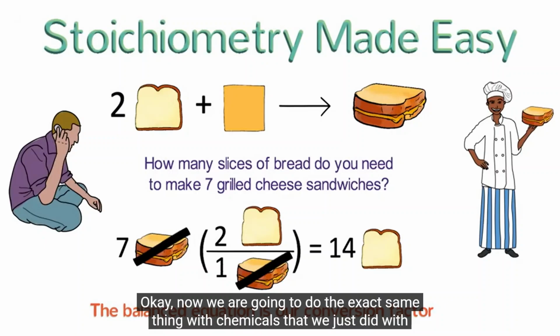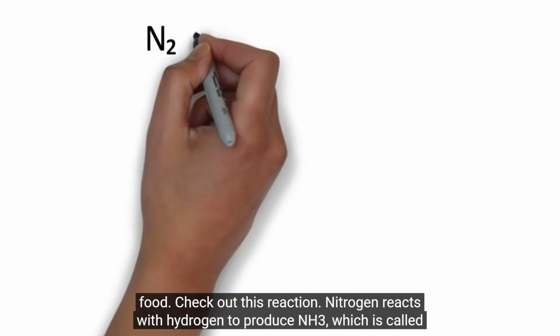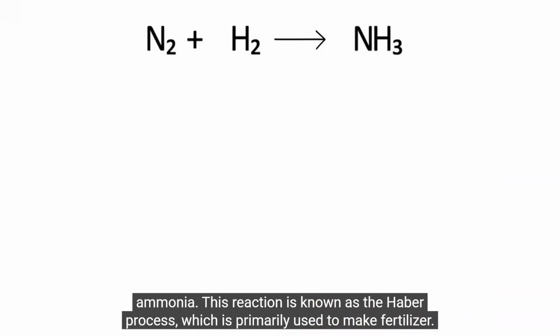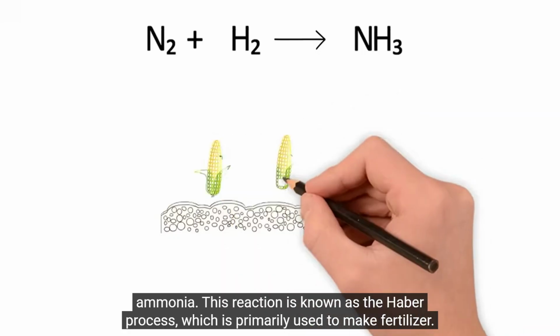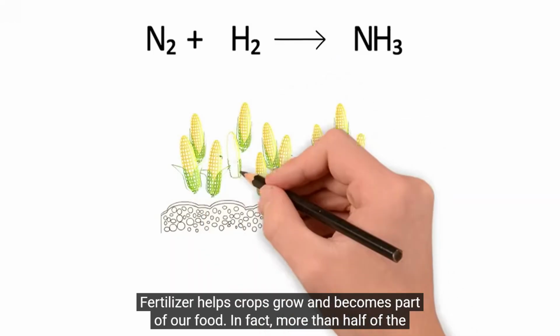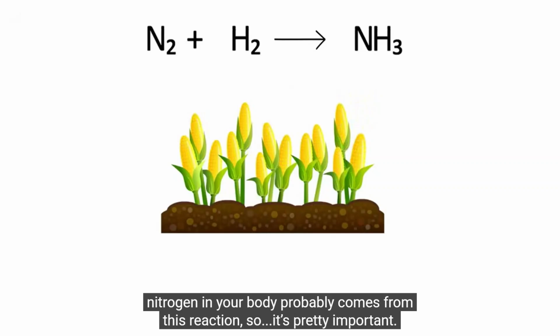Okay, now we're going to do the exact same thing with chemicals that we just did with food. Check out this reaction. Nitrogen reacts with hydrogen to produce NH3, which is called ammonia. This reaction is known as the Haber process, which is primarily used to make fertilizer. Fertilizer helps crops grow and becomes part of our food. In fact, more than half of the nitrogen in your body probably comes from this reaction, so it's pretty important.